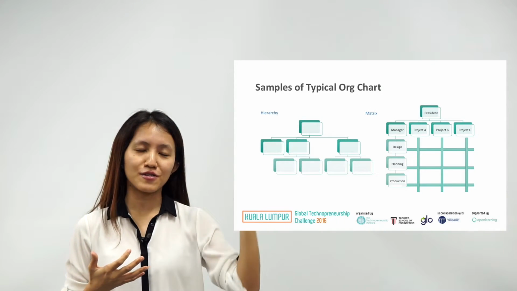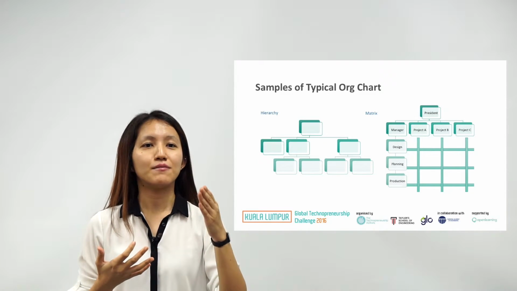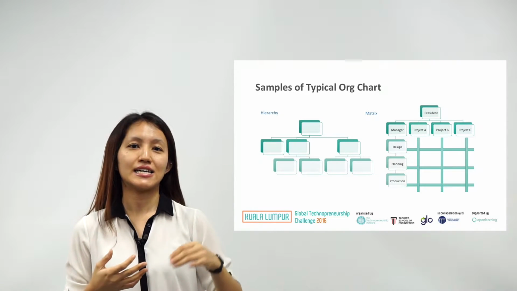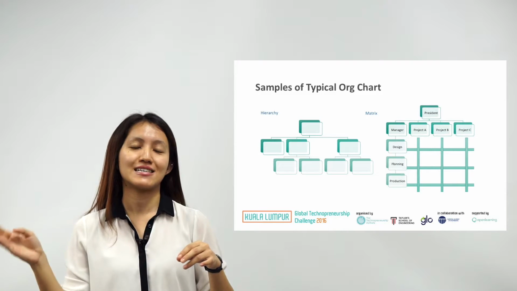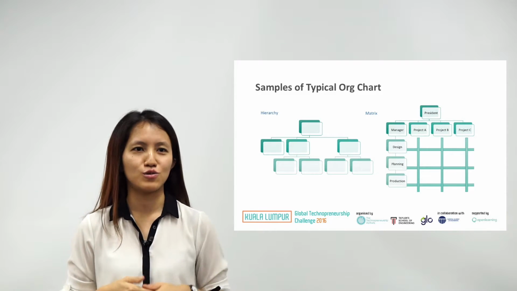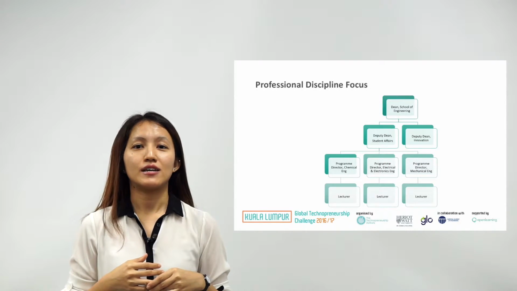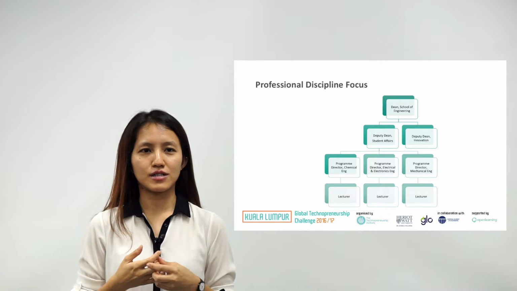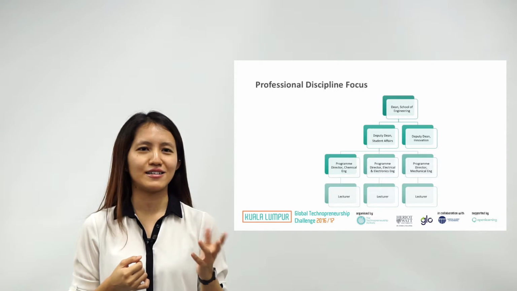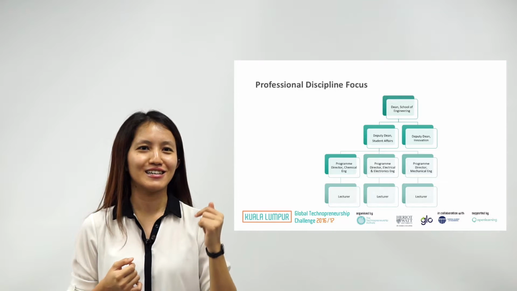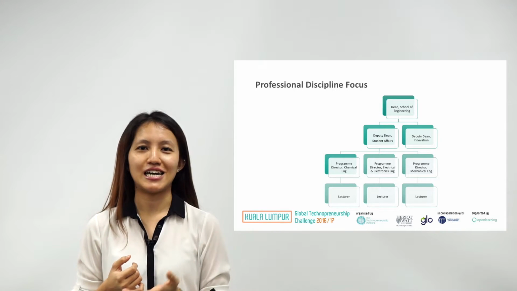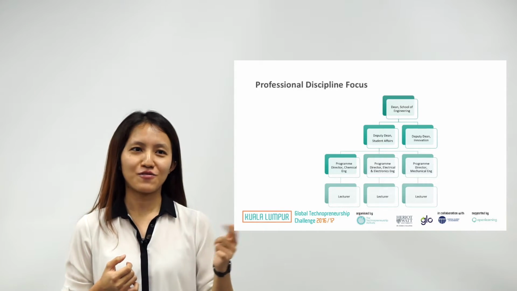The common one that you see, from top to bottom, would be the hierarchy. There's another one in matrix form, which means that a certain department could be overseeing a few projects at one time. So it's like a cross of rows and columns of whatever you need to do. Then for a professional discipline focus, in this case we're taking a higher education institution, you have the dean on top, followed by deputy dean, program director, and the lecturers.